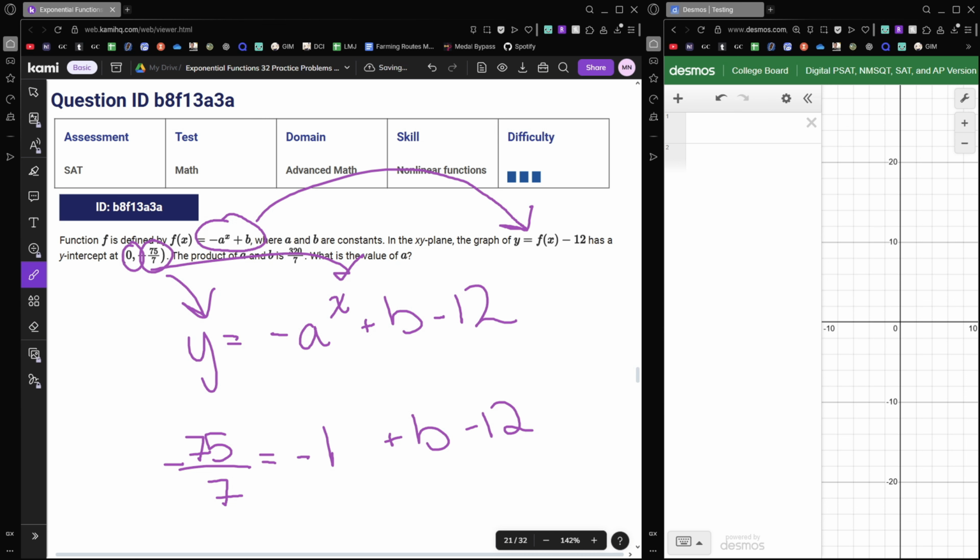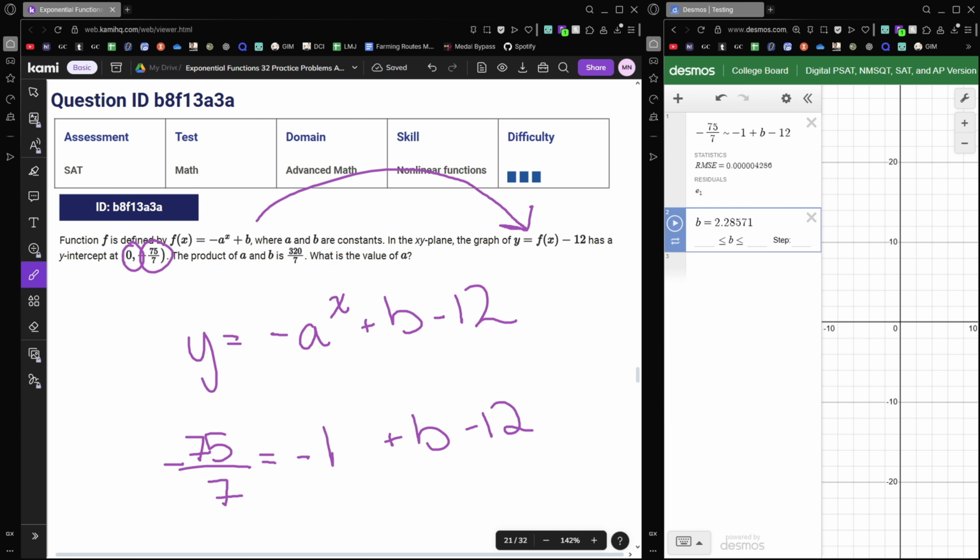Now we can put this in Desmos to solve for the value of b. Instead of an equal sign, you want to put a tilde. And we get that the value of b is equal to that number right there. And I'm going to go ahead and type this in. Now it also says that the product of a and b is 320 over 7. So basically, a times b is equal to 320 over 7. Now instead of an equal sign, I'm going to put a tilde, 320 over 7, and we get that a is equal to 20.